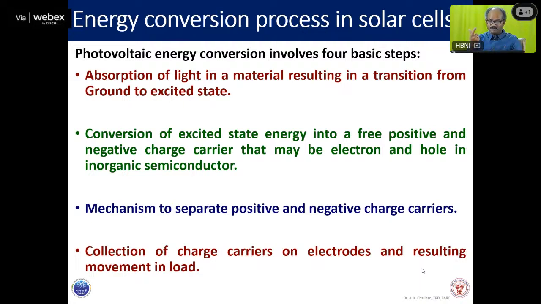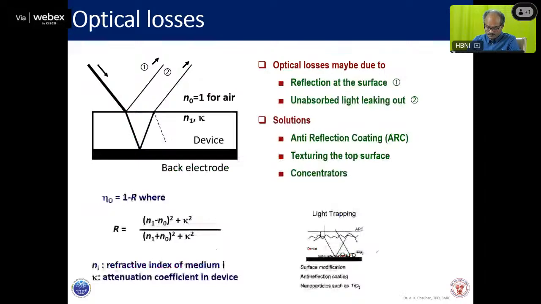First step is absorption of light. We should absorb the maximum light. If we can absorb the full light, that is very good. Then conversion of this excited energy into free positive and negative charge carriers. So electron hole pairs are generated, if we consider the silicon solar cell case. Then these electron hole pairs are separated from one area to another, and then these carriers are collected on the electrodes, and then these are moved into the loads.